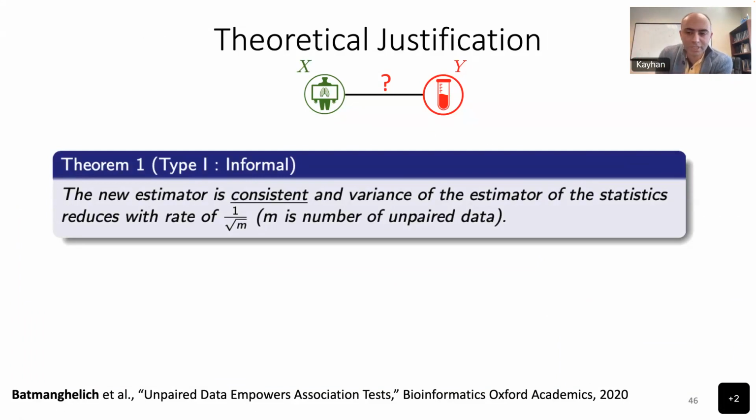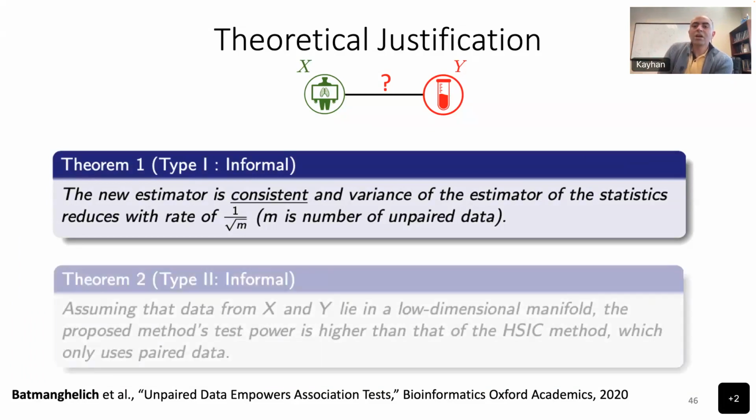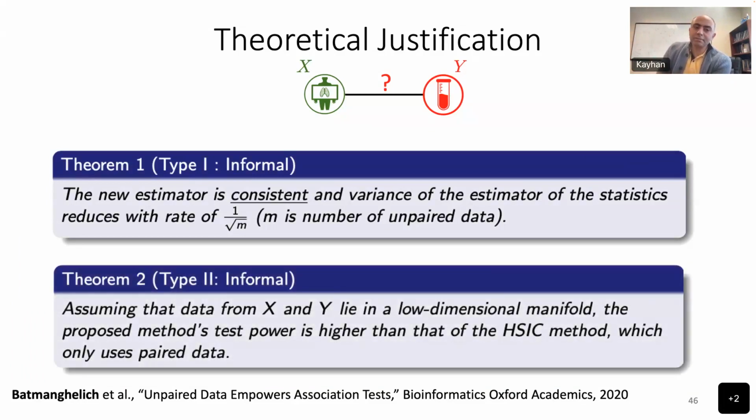Basically, the gist is this: the estimator that we designed, which takes advantage of the unpaired data set, becomes more and more accurate as you provide more unpaired data. The second theorem basically says that if you are willing to assume that the data is living on some low dimensional manifold, which is, by the way, the case for many real data sets, we can even improve the power compared to an independence test that does not take advantage of the unpaired data set. So this is an informal statement of the theorem. The formal statements are in the paper.